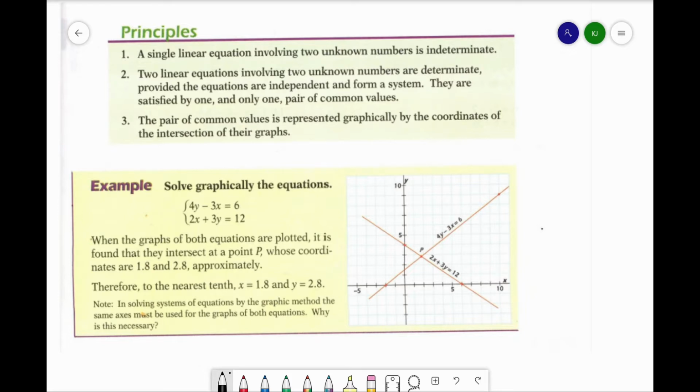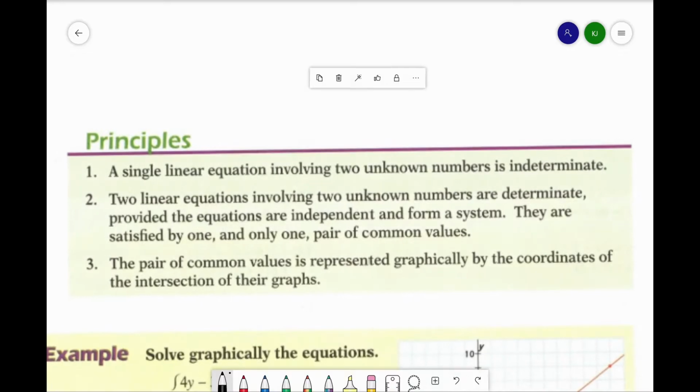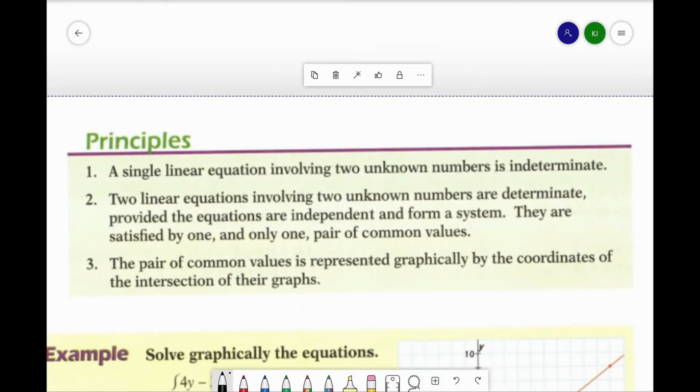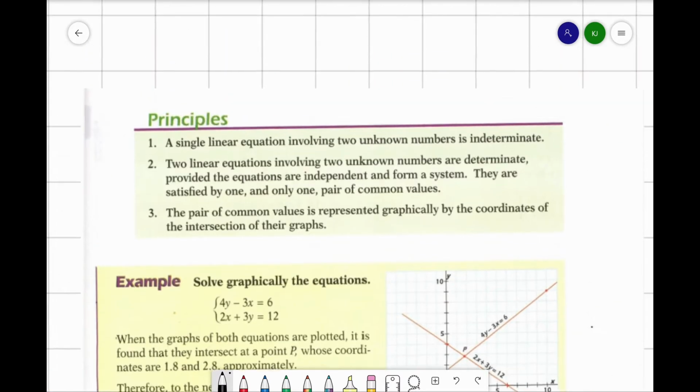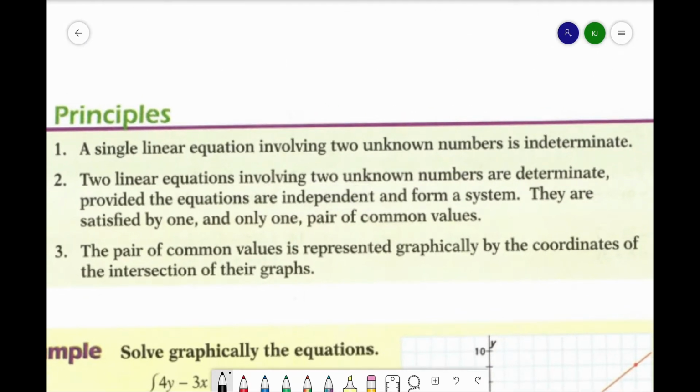Alright, so let's look at the principles for 11.4. There's only 3 principles, and these are probably ones you want to write down in your journal so that you can remember them. A single linear equation involving 2 unknown numbers is indeterminate. 2 linear equations involving 2 unknown numbers are determinate, provided the equations are independent and form a system. They are satisfied by one and only one pair of common values. The pair of common values is represented graphically by the coordinates of the intersection of their graphs.